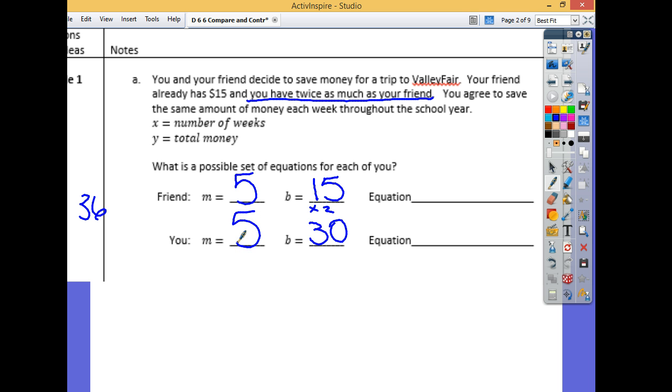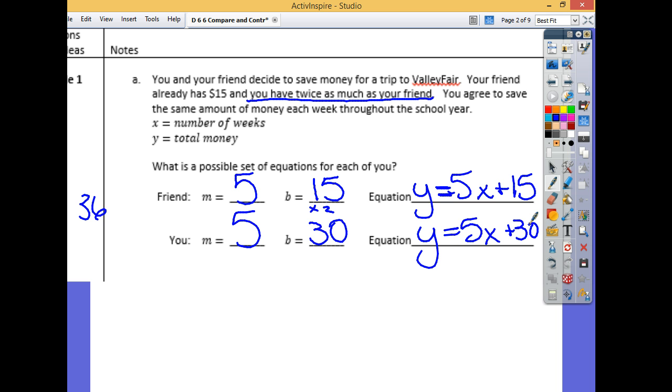So now we write an equation for each of you. What is your friend's equation? Y equals, now it's an equation, it has an equal sign. Y equals what? 5x. Excellent. 5x plus 15 that he had initially. How about you? You have 5x, 5 a week, plus your initial 30 that you started with.